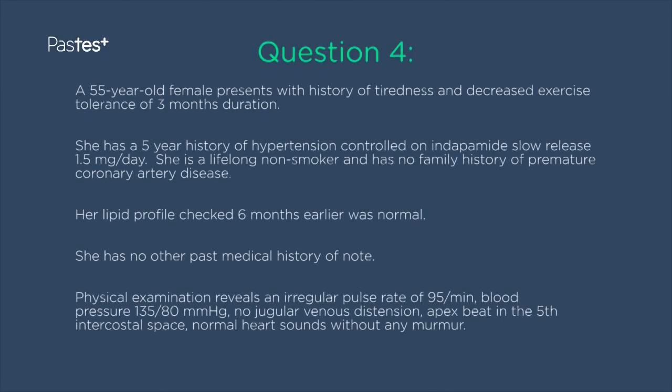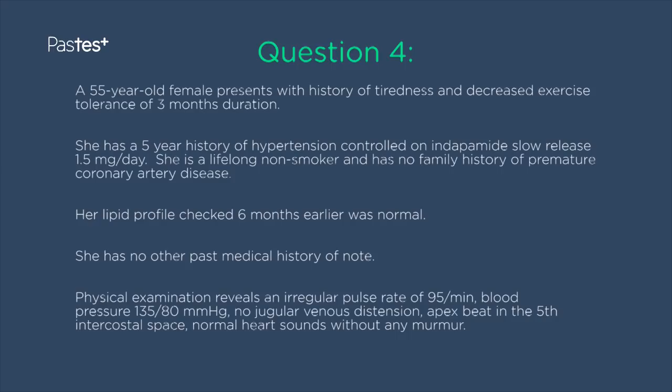So let's move on to question 4. A 55-year-old female presents with history of tiredness and decreased effort tolerance of 3 months duration. She has a 5-year history of hypertension controlled on indapamide slow-release 1.5 milligrams per day. She's a lifelong non-smoker, has no family history of premature coronary artery disease. Her lipid profile checked 6 months earlier was normal. She has no other past medical history of note.